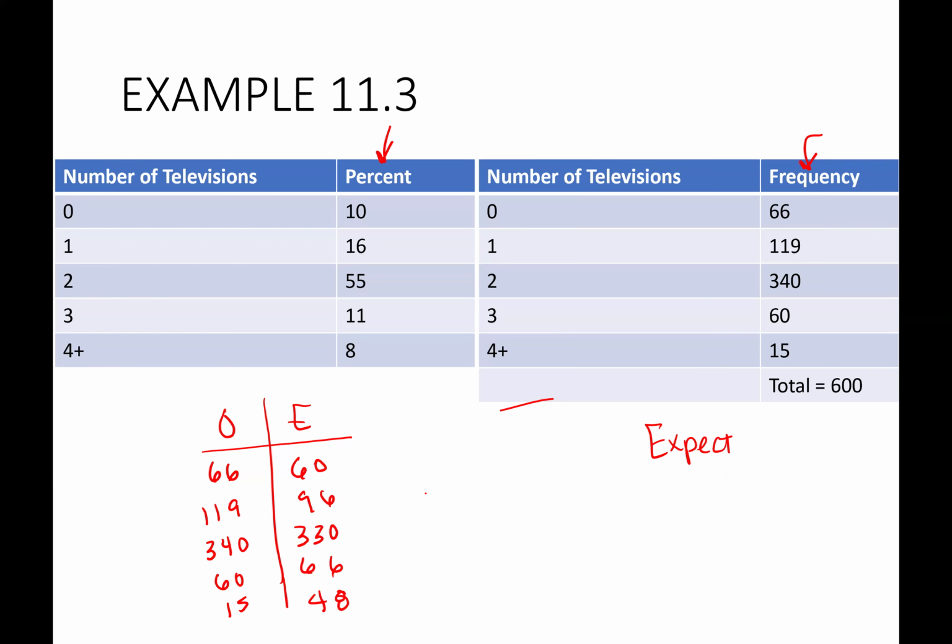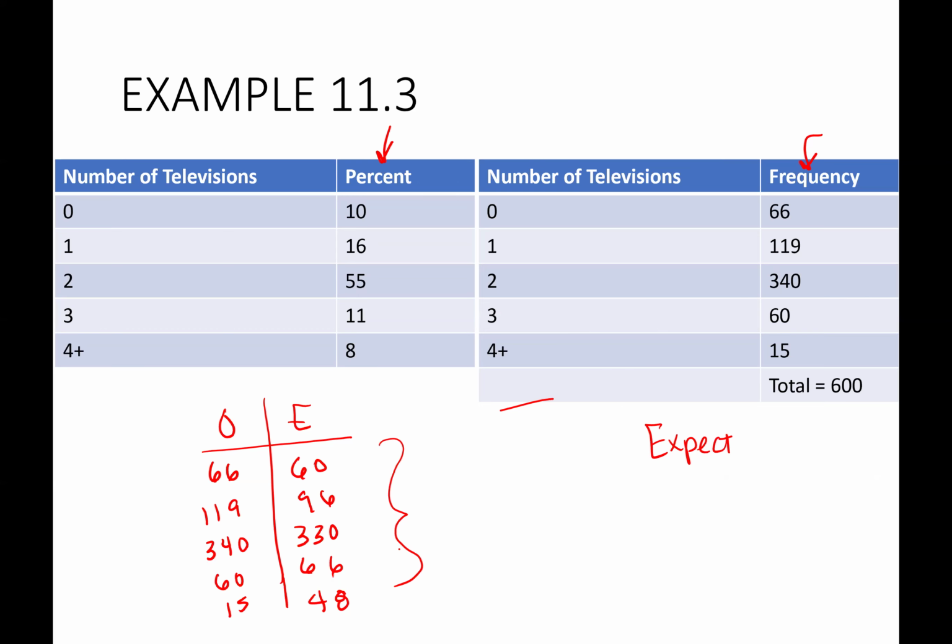the far west United States fits the same percentage as the rest of the United States, we would expect to see this number of televisions: 0, 1, 2, 3, 4 plus. We would expect to see this number in the right column. We would expect to have 60 families out of the 600 having no televisions. We would expect 96 to have one, etc.